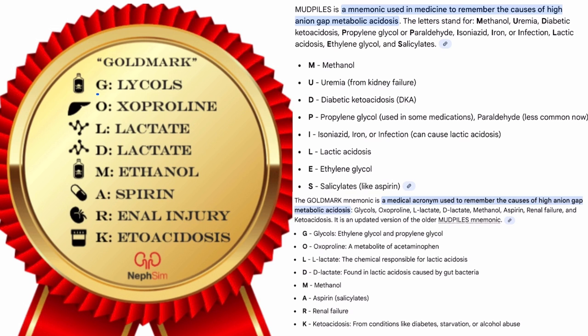O from GOLDMARK is for oxoproline, which is the metabolite of acetaminophen. As you can see, this was not in MUDPILES. So now the GOLDMARK mnemonic incorporates this acetaminophen metabolite, which is a very common cause of high anion gap metabolic acidosis.